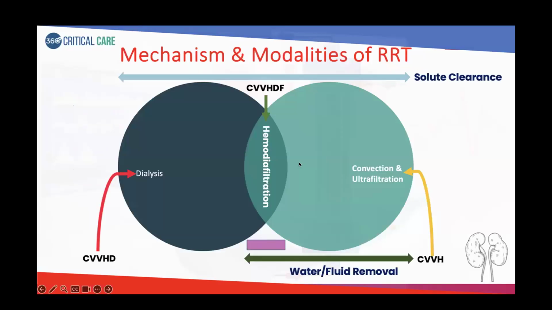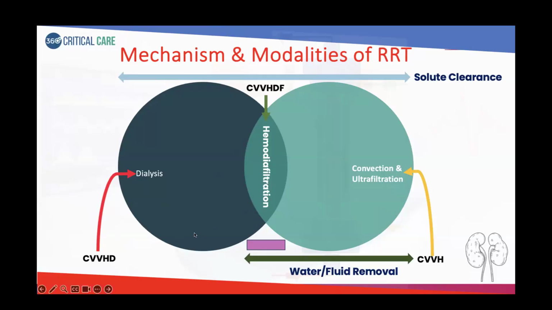Now, just summarizing the whole thing that I talked about, mechanisms and modality of renal replacement therapy. Either we aim at solute clearance or we aim at water clearance or fluid clearance or both. That's the main mechanism or main aim of a renal replacement therapy. And based on that, what we want more or what we want less, the predominant mechanism of renal replacement therapy is determined.